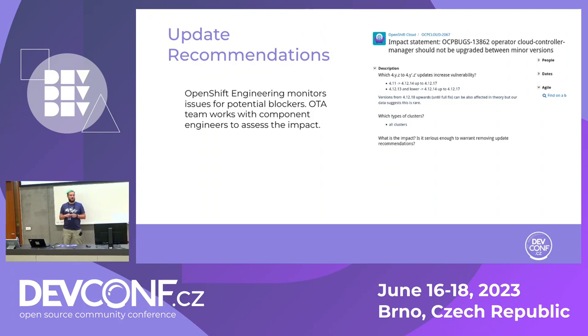So we did that, and what we are doing is we monitor the known issues in OpenShift for things that could be problematic, like either problems in the upgrade itself or regressions. If something worked before and now it doesn't, and you upgrade to a version where it doesn't, you are unhappy. So we scour our bugs for this kind of candidates.